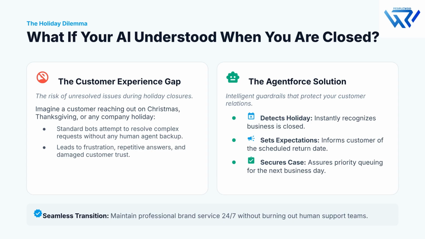What if your AI agent did not just answer customer questions, but actually understood when your business is closed? Imagine a customer contacting your support team on Christmas, Thanksgiving, or any company holiday. Instead of attempting to resolve complex issues without human support available, your Salesforce agent immediately recognizes that it's a holiday, informs the customer that the business is currently closed, sets the right expectations, and assures them that their request will be prioritized on the next business day.